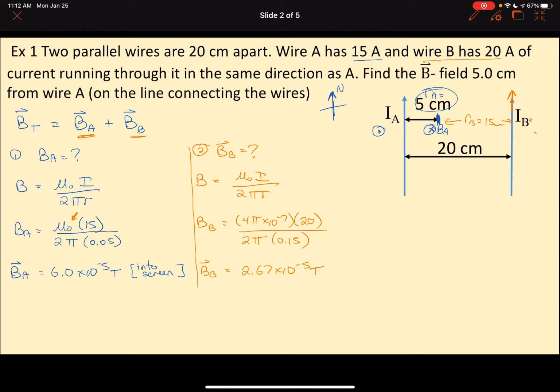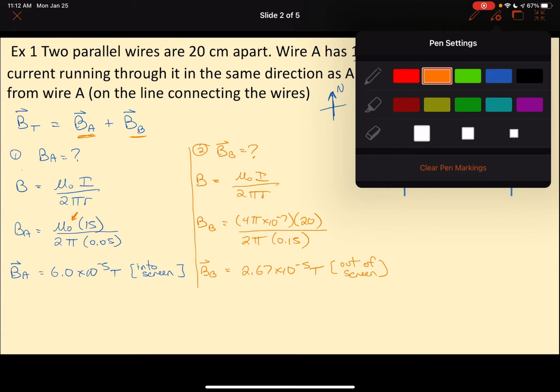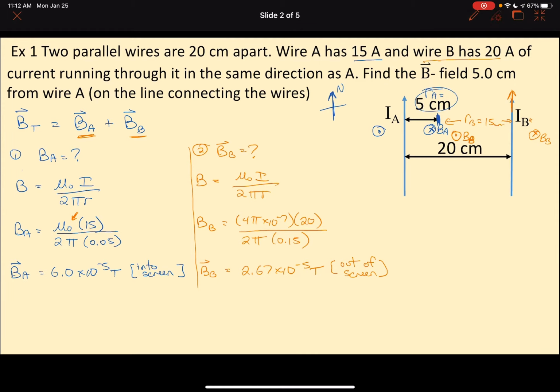Your fingers are going to point into the page to the right of the wire. So there's BB. And out of the page over here on the left, which is actually the spot that we care about, BB. This one here is coming out of the screen or out of the page. Last step then, red, oh no, let's go black, that's easier to see.